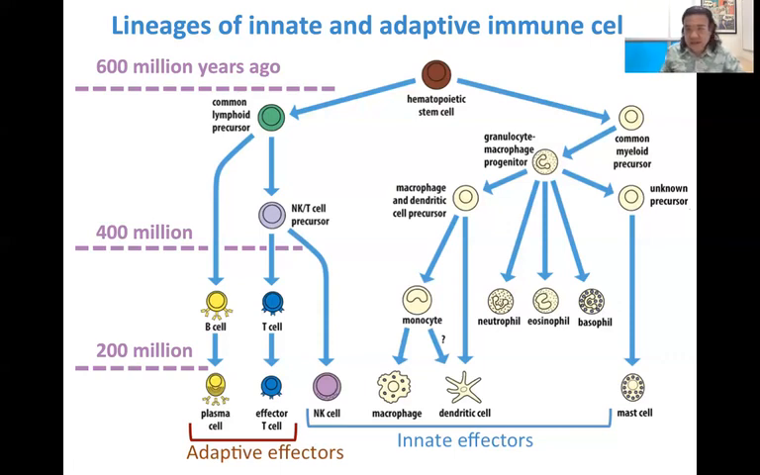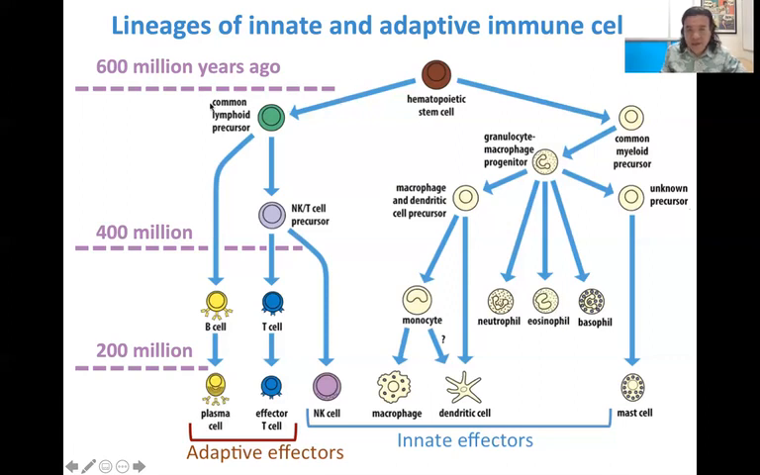So we said that originally, eons ago, multicellular complex living things had innate immune system, right? So the hematopoietic stem cell would have only gone sort of to the right of this cartoon here to develop things like our innate effectors, macrophages, dendritic cells, neutrophils, various granulocytes, etc.